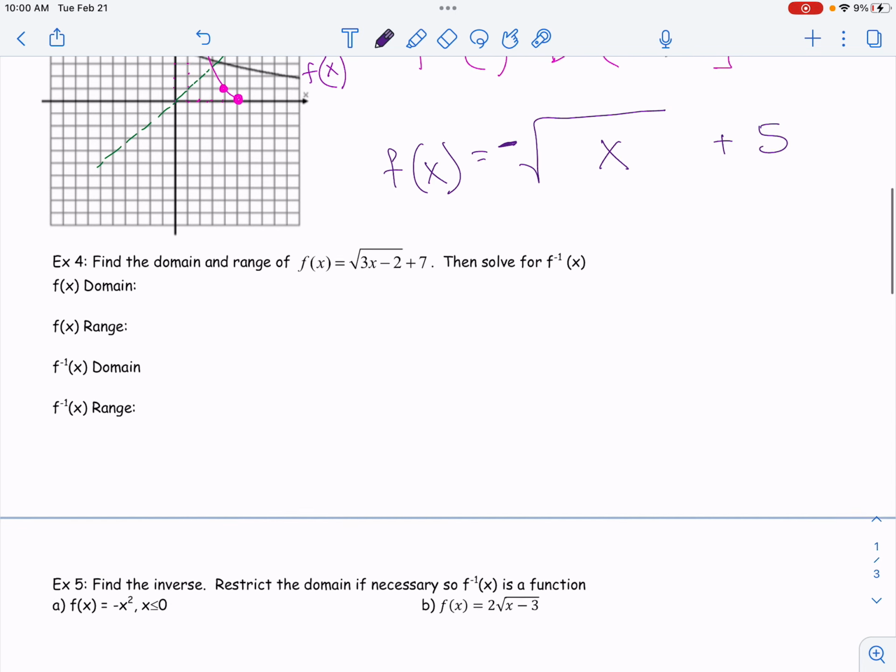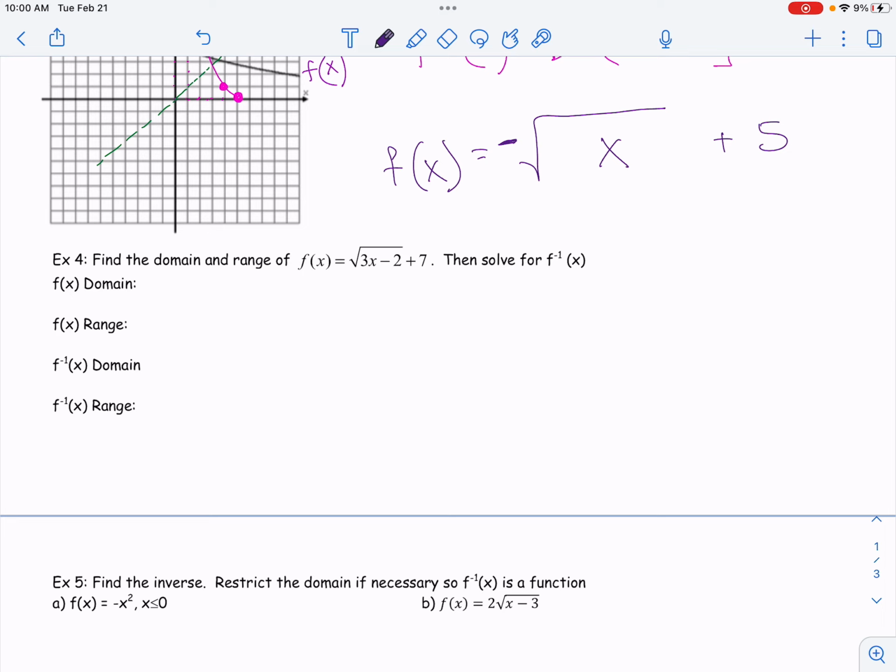Okay, so example 4, find the domain and the range of this. We're going to do that first. So my domain, I'm going to take what is underneath the radical, which is 3x minus 2, and I'm going to set it greater than or equal to 0 because it has to be positive. So that means x is going to be greater than or equal to 2/3. That's your domain. My range, it's been moved up 7. So it's from 7 to positive infinity.